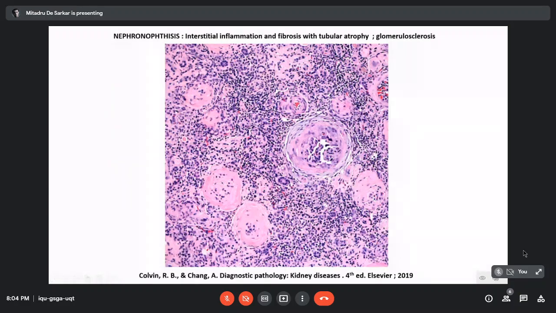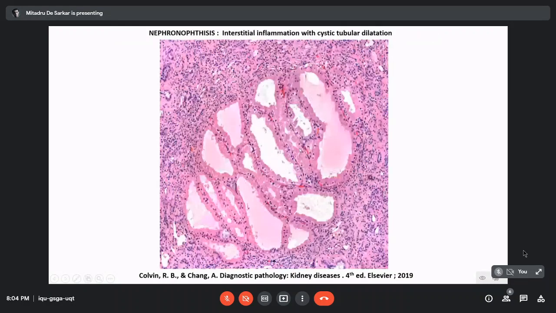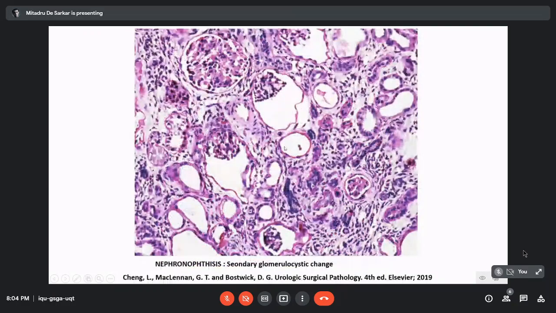And as I said, interstitial inflammation along with tubular atrophy, glomerulosclerosis, often in a concentric fashion. These are all seen in this particular disease. The secondary cystic dilatation is of the tubules, which is especially seen only along the corticomedullary junction. And there can be a secondary cystic dilatation of the glomeruli also happening later on in the course of the disease.